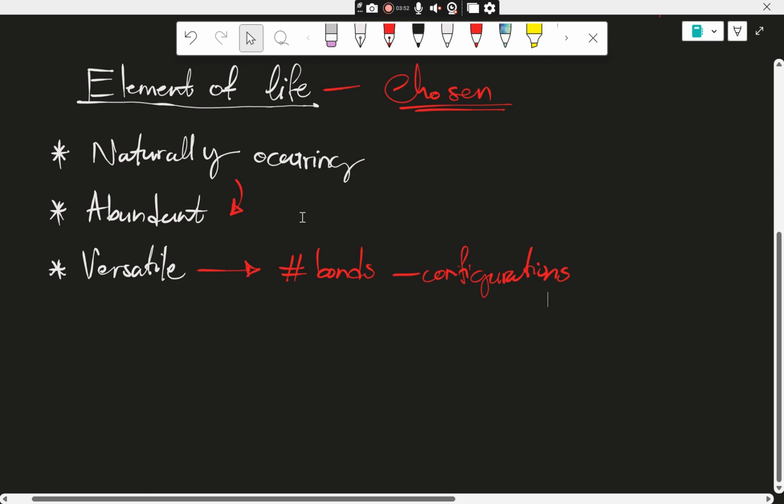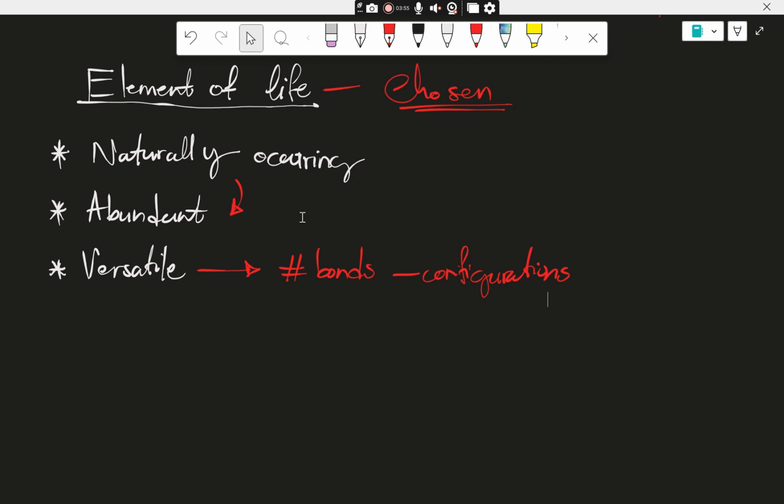So what about other elements? Other elements which have similar properties have some kind of shortfalls, right? For example, silicon.